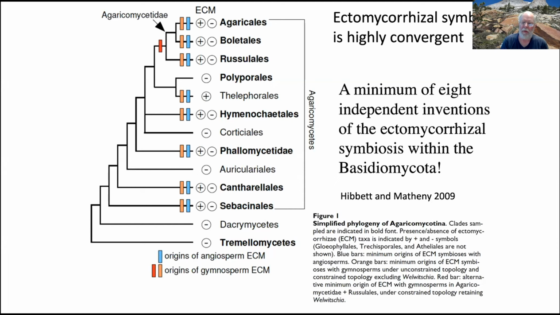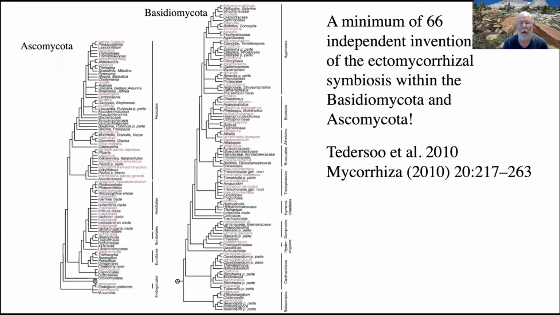This symbiosis is highly convergent. On the fungal side, this paper from Hibbett and Matheny estimated a minimum of 8 independent origins of ectomycorrhizae just in the Basidiomycota, so just the mushroom forming things. This evolved 8 separate times. But just a year later, Tedersoo's paper estimates that there's at least 66 independent origins of ectomycorrhizal symbiosis within the Basidiomycota and Ascomycota. And there are also some in other groups yet. The Mucoromycota has at least a few ectomycorrhizal fungi in it.